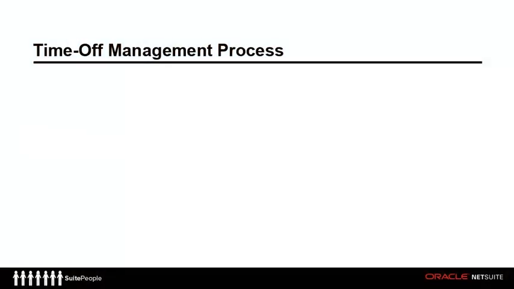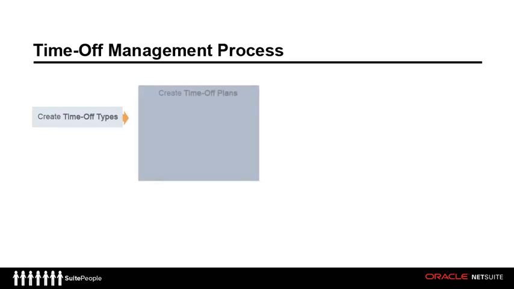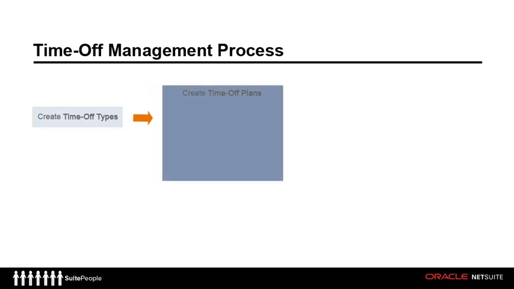Let's now take a look at each of the steps involved in setting up time off management. The first step is to create time off types for the different categories of time off employees can take. For example, you would create a time off type for vacation and another for sick leave. The second step is to create the time off plans.